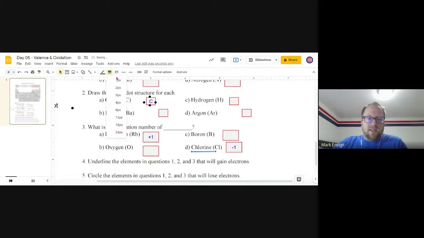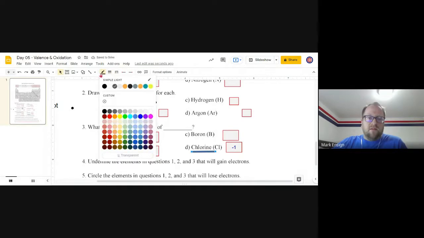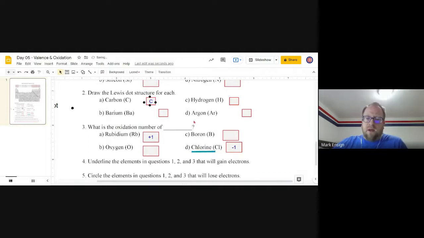And just so you guys can see it, I'm going to make this a little bit bigger of a line here. If you don't want to do that, that's fine. I'll figure it out. But so I've got chlorine. So chlorine is going to gain electrons. Oxygen is also going to gain electrons. So I'm just going to copy and paste that line and put it over here under oxygen. Rubidium will not gain electrons. Boron is not going to gain electrons.